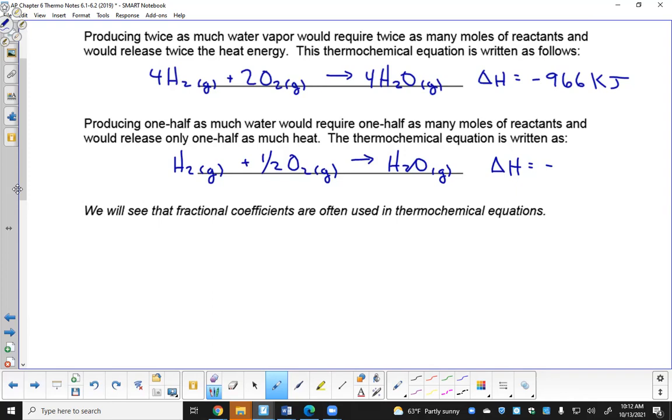The original equation, which would be 241.5 joules of energy. Fractions in thermochemistry are actually pretty common for the coefficients. You'll see a lot more of that in the next lessons that follow this, but that's actually fairly common, if not almost normal, in thermochemistry. But half as much energy produced. So don't be bothered by fractional coefficients. They're pretty frequent in this section.